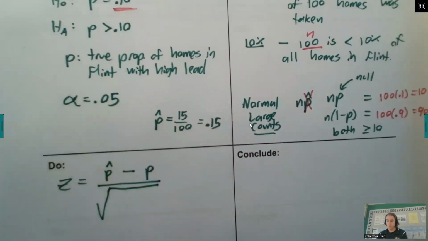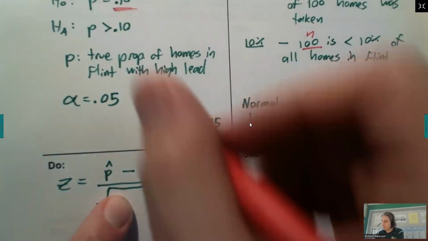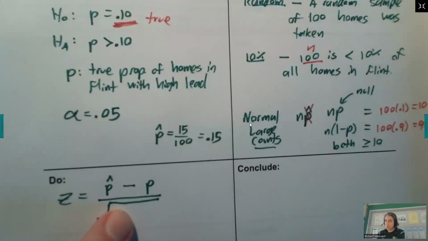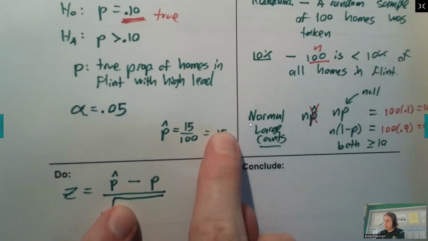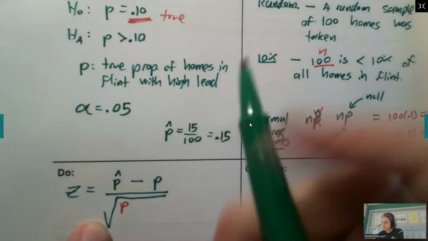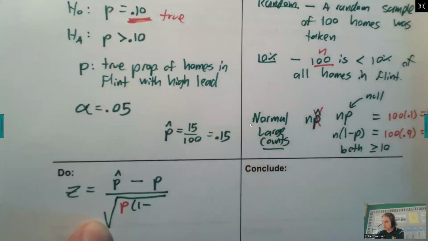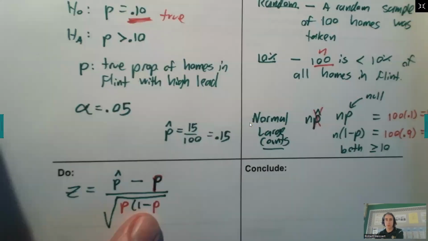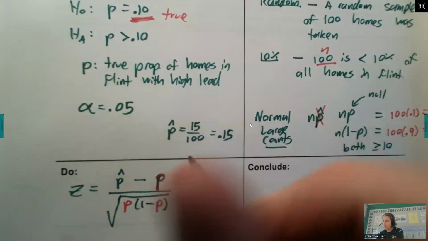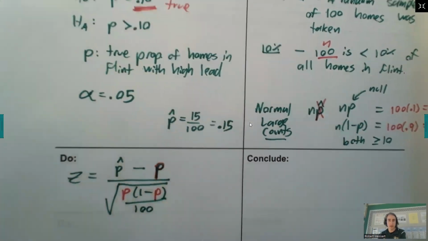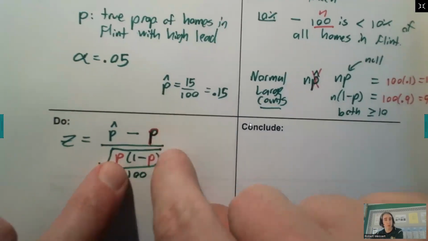Now in your formula sheet, the standard error actually uses the p-hat. But remember, the assumption is that it's 10%, not 15%. So we're actually going to use p. We want this p to line up with that p there when we're doing our calculations. We still use our sample size, so that's still going to be over 100 in this case, but these have to be the same, okay?